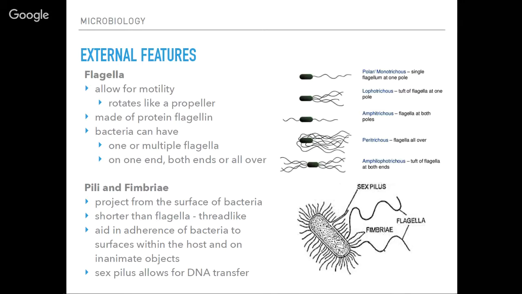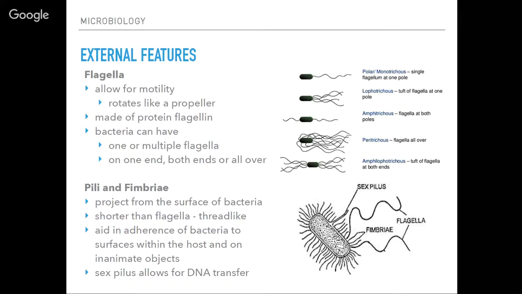Also on bacteria, they have flagella, so long thread-like things, and they have pili and fimbriae, which are short thread-like things. These ones help them move. These ones help them stick to things. There's one called the sex pilus. Important part, it doesn't mean that bacteria have sex with each other. It means that they can transfer DNA through a tube.